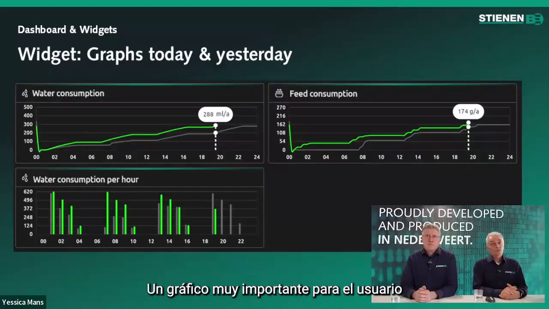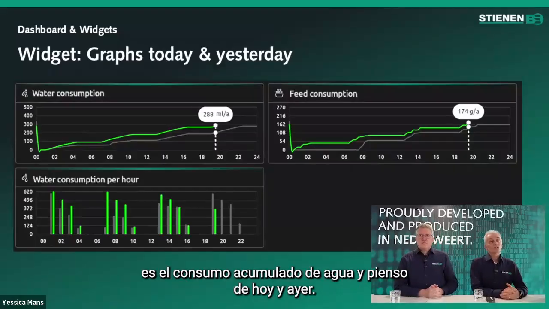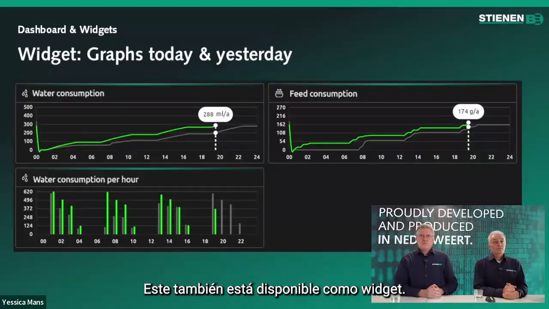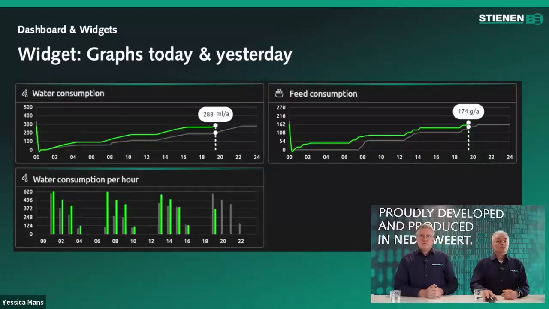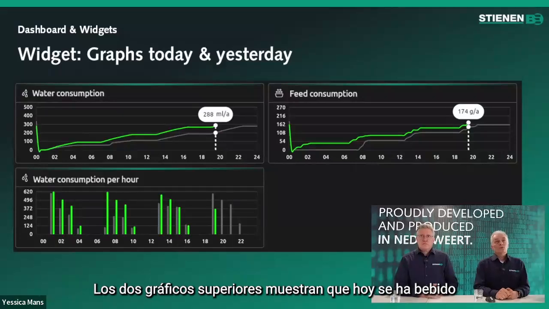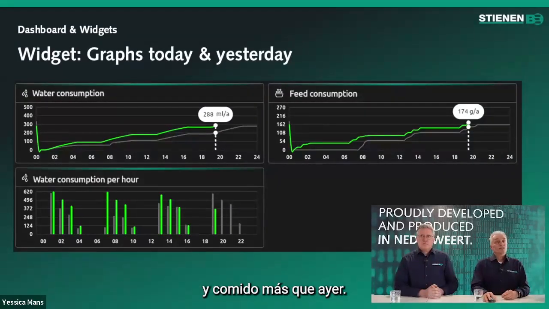A very important graph for the user is the cumulative water and feed consumption for today and yesterday. This is available as a widget as well. The top 2 graphs show that more was drunk and eaten today than yesterday.